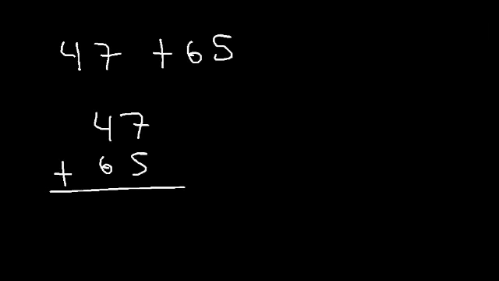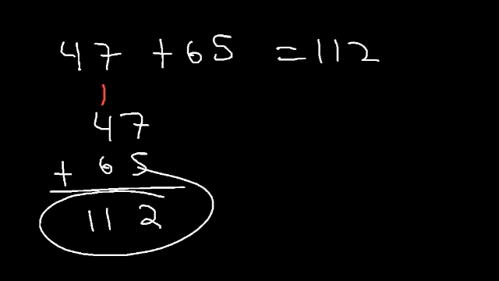Now what about 47 plus 65? So 47 plus 65. 5 plus 7 is 12. You got to carry over the 1. And then 1 plus 4 is 5. 5 plus 6 is 11. So this gives you 112.